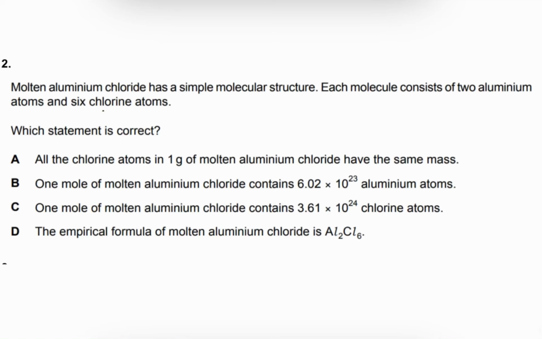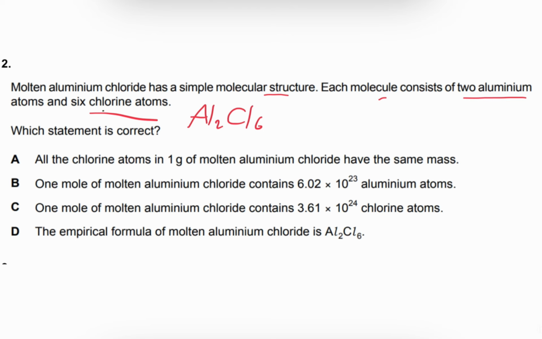Molten aluminum chloride has a simple molecular structure. Each molecule consists of 2 aluminum atoms and 6 chlorine atoms, which means the structure is going to be Al2Cl6. So let's go to the first one. It says, which statement is correct.